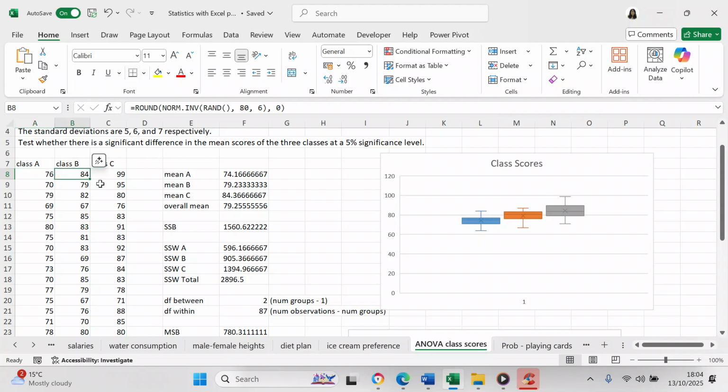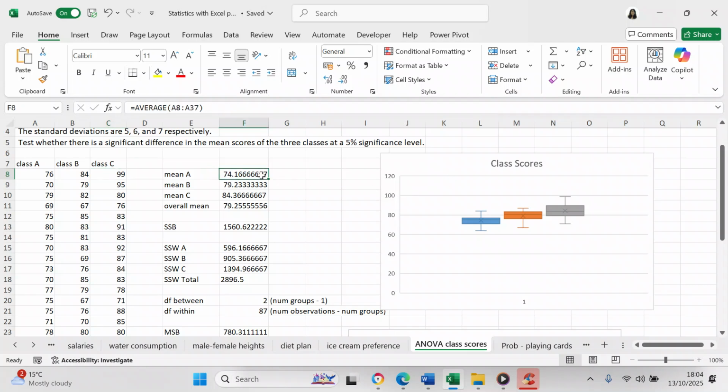Then Class B is a random number between 0 and 1, and you multiply that by 80 to get a number with a mean of 80. And Class C is a random number between 0 and 1, and you multiply that by 85 to get a mean of 85. And then in Class A, your standard deviation is 5. Class B, your standard deviation is 6. And Class C, your standard deviation is 7.